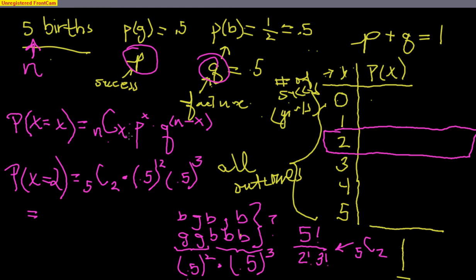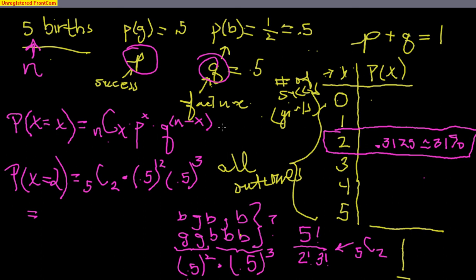If you punch that into your calculator, and be careful, if you're having trouble, you can let me know, you will come out on your calculator with 0.3125. So approximately 31% of the time, this is the outcome you'll get. In 5 births, you will have 2 girls and 3 boys. There's a 31% chance of that.